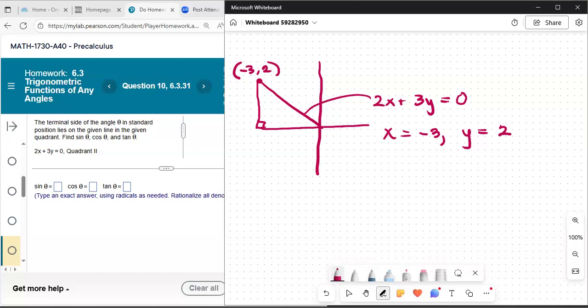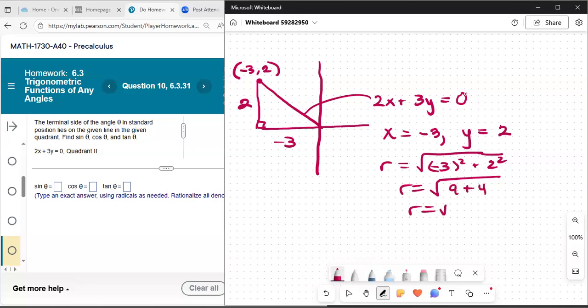So if x is -3, I'll put that here. y is 2. To find r, we take the square root of -3 squared plus 2 squared, which is the square root of 9 plus 4, which is the square root of 13.